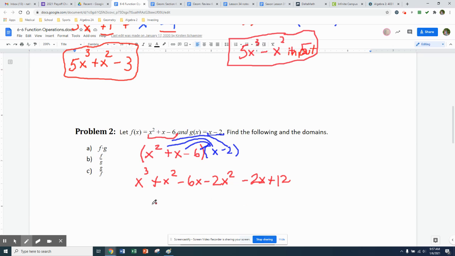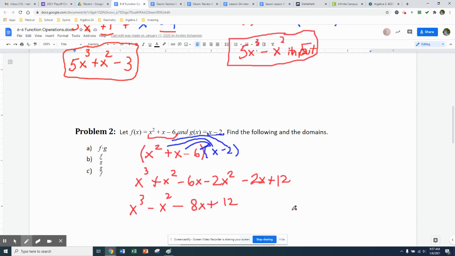So there's going to be my x distributed out 3 times, and then my negative 2 distributed out 3 times. After that, we look to combine like terms. So x to the third, there's only one term, that's x to the third. X squared and a negative 2x squared would give me negative x squared. So I'm just thinking of that. There's a 1 there. 1 minus 2 brings me down to negative 1. Negative 6, negative 2 gives me negative 8x plus 12.